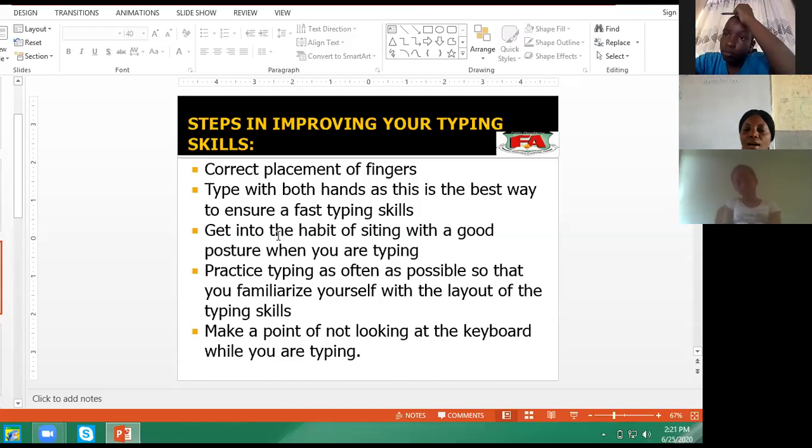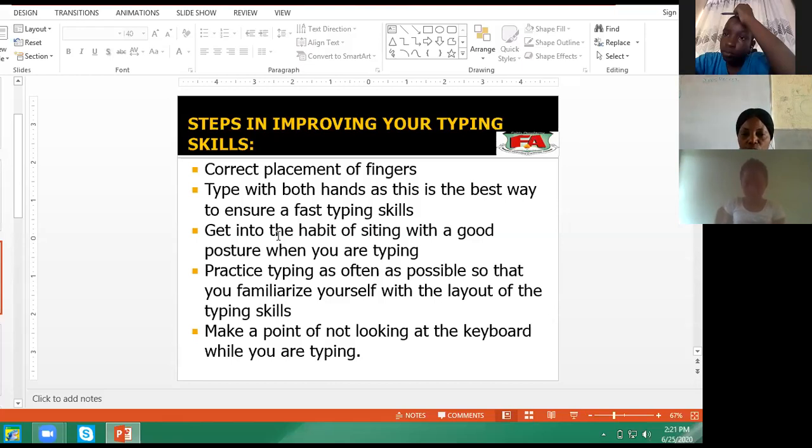Typing. We did good sitting postures when we were in JSS1. Now you sit firmly, you sit straight, your legs firmly on the floor, your elbows by your side. Can you remember all that? Okay, that's what we are saying here. Get into the habit of sitting with a good posture when you are what? Typing. Then your eyes focus on your what? Not on the system, but on your manuscript.